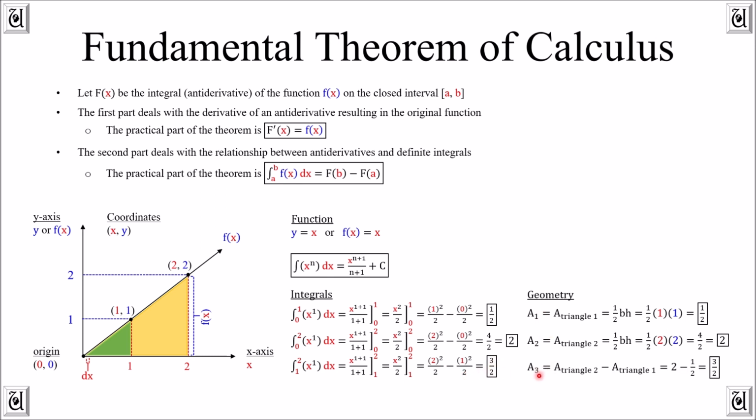And then we can look at the geometry here, and we can pretty much just take the area of the bigger triangle minus the area of the smaller triangle, so 2 minus 1/2, and we end up with 3/2.